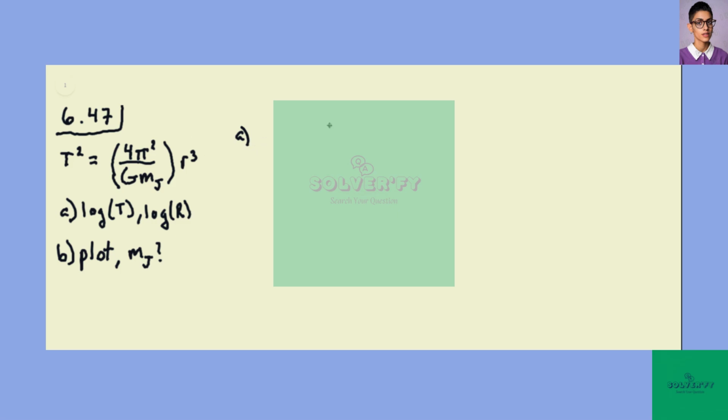So to begin with, we just take the logarithm of both sides here. Where m sub capital J is the mass of Jupiter.